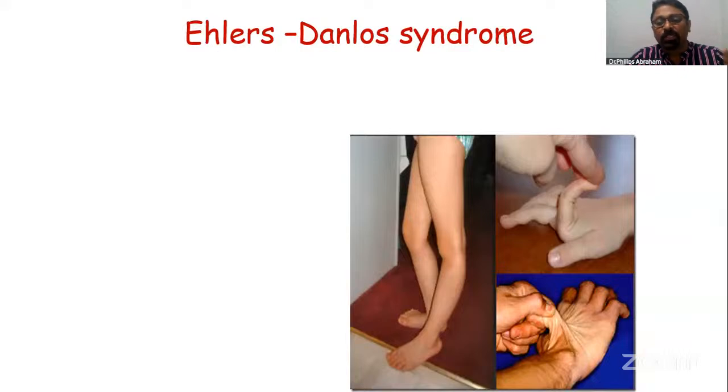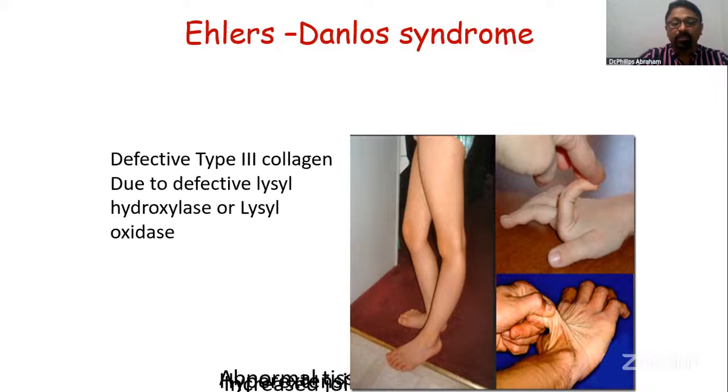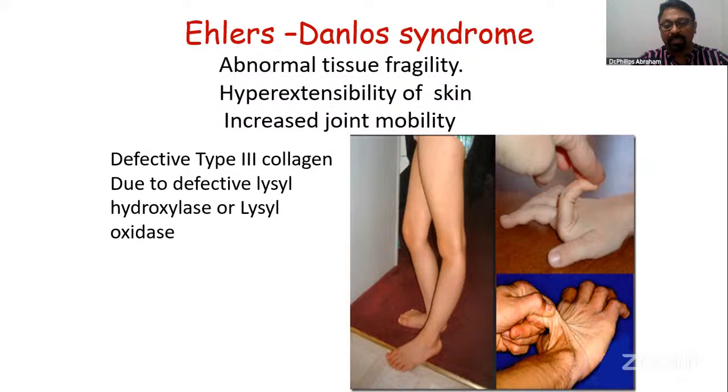Fine. Now, 2 disorders related to collagen. See, here is one: hypermobility of the joints. Skin very loose. These are the things we see: abnormal tissue fragility, extreme joint mobility, hyperextensibility of skin. And this is because of our modification, lysyl hydroxylase or lysyl oxidase deficiency, or these being defective. So type 3 collagen is defective. That's the reason behind Ehlers-Danlos syndrome, one disorder related to collagen.